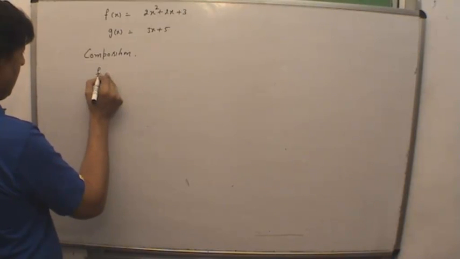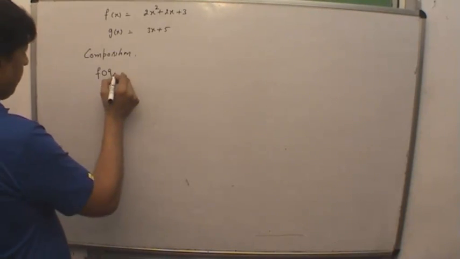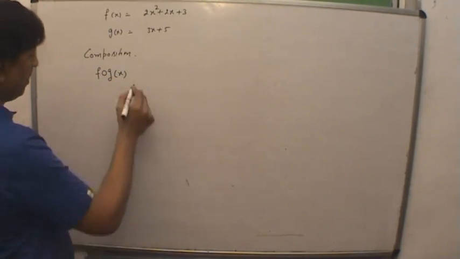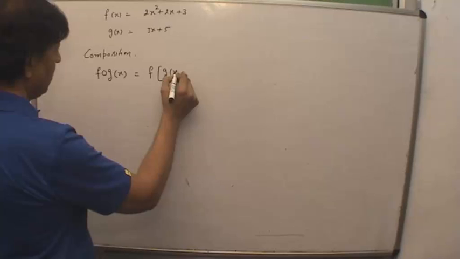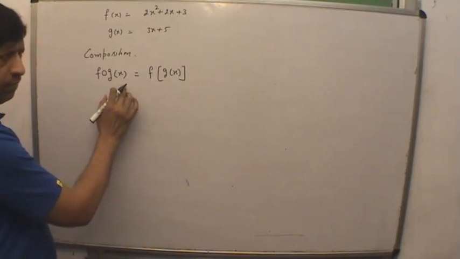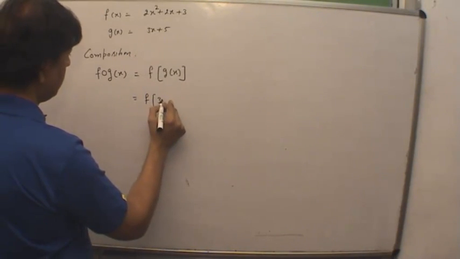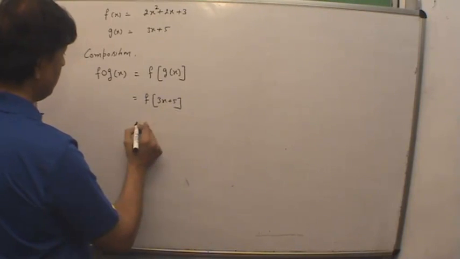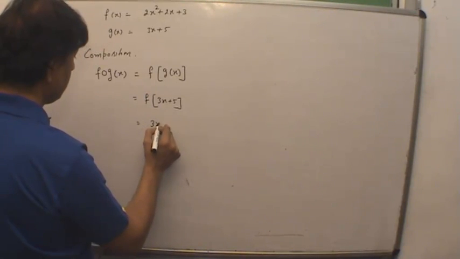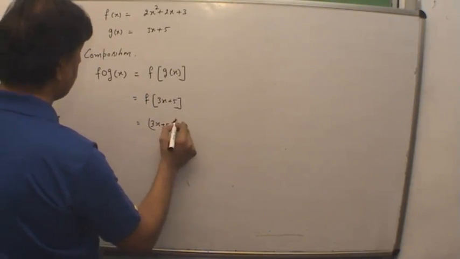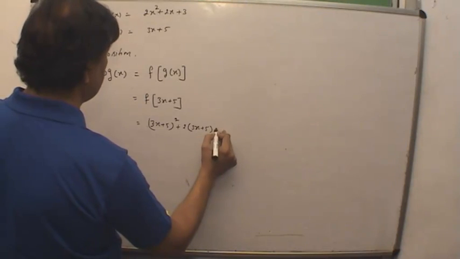We write it as f composition g. The circle stands for composition. F composition g for x means, follow the rules, f of g of x. That is equal to f of, what is g of x? g of x is 3x plus 5. What does it mean? Replace every x of f by 3x plus 5. It is (3x plus 5) whole square plus 2 into (3x plus 5) plus 3.